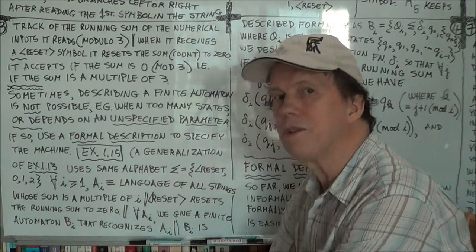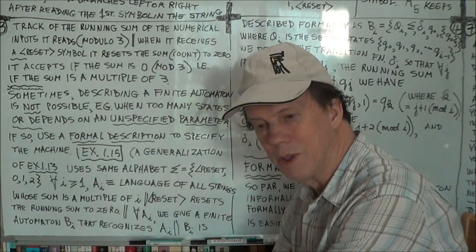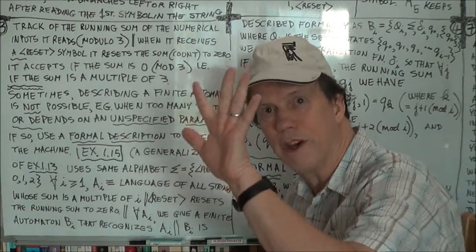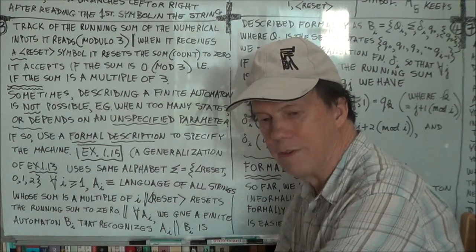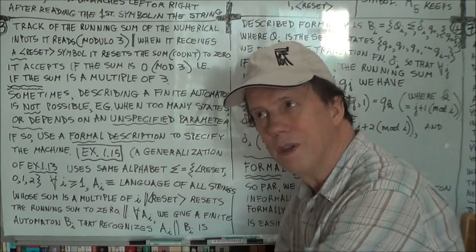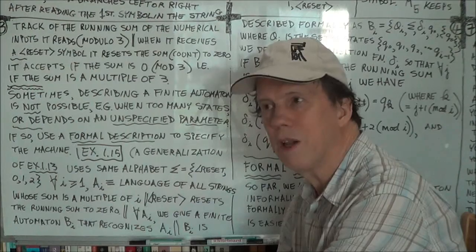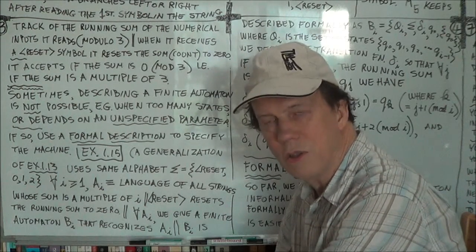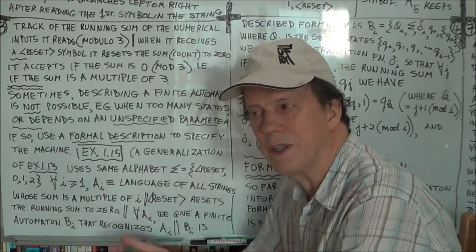So what do you do? Well, then you use the other way to specify an automaton, to define it, and that's the formal definition. In other words, the 5 tuple. Remember? The 5 tuple, so an ordered 5 things: capital Q, capital sigma, little delta, little q naught, and capital F. Right? The 5 things.